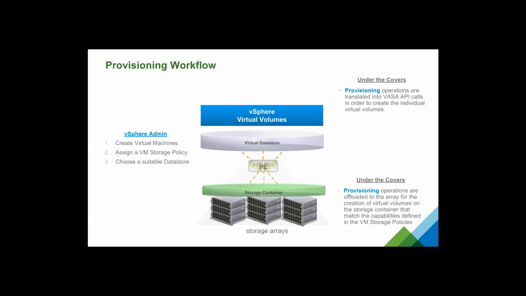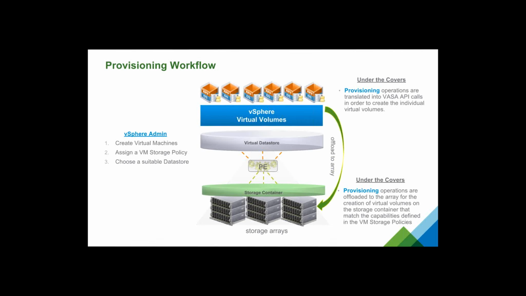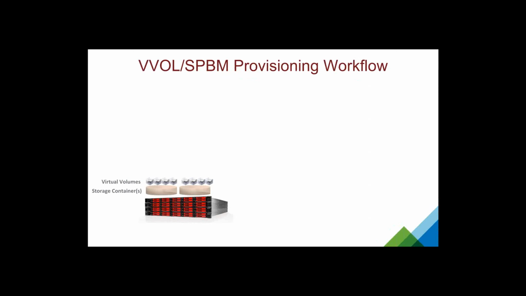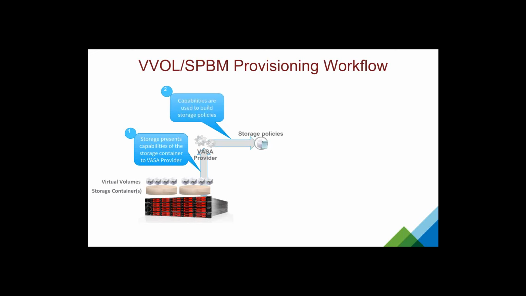So here's a quick overview of how to provision VMs. The vSphere admin will create VMs, assign a VM policy to it, and a suitable storage container datastore will be assigned. Here's a little bit more detail on how you do it. You have a storage array with storage containers that are capable of creating virtual volumes. The storage will present the capabilities of that storage container to the VASA provider. The VASA provider will tell vCenter what the storage capabilities are and present those as storage policies.